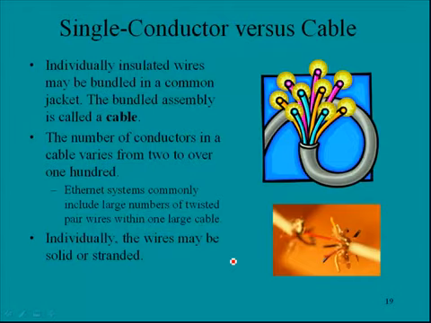Single conductor versus cable. Individually insulated wires may be bundled in a common jacket. The bundle assembly is called a cable. And so down in the lower picture here you see a cable that has individual wires inside it. We typically call this a cable.